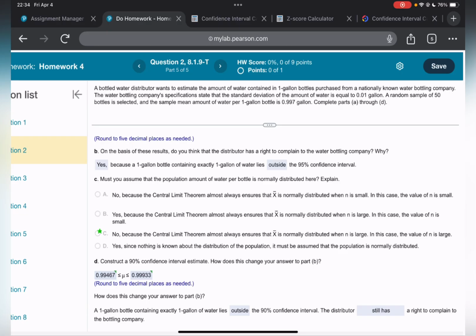Oh, I noticed that, okay, I need to explain this. Two similar answers. A: No, because the central limit theorem almost always ensures that X bar, meaning the sample mean, is normally distributed when n is small. In this case, it says when n is large. Just so you know, the central limit theorem we are using is for a large sample, like 50, more than 30, which is considered large.